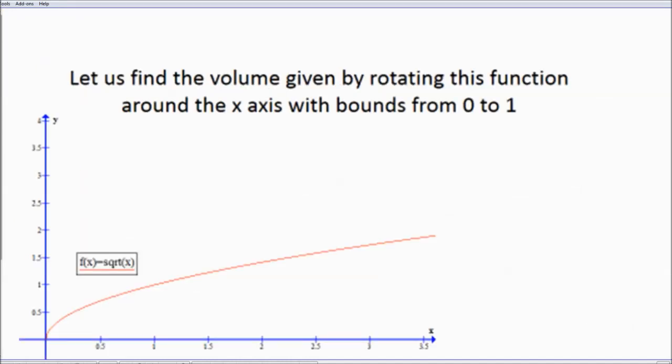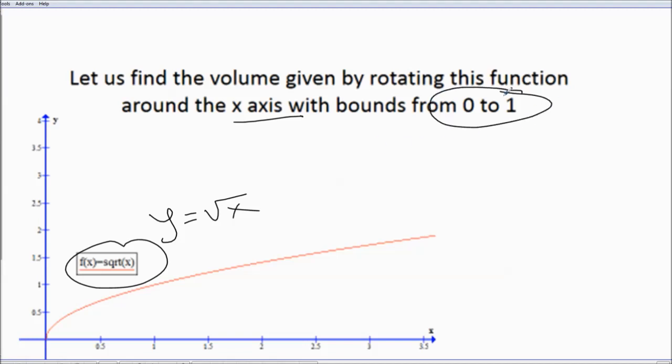Okay. Again, I want to give you the option to try this one. Go ahead and pause the video and try it. What this is saying right here is that we have y equals square root of x. Okay, we're rotating around the x-axis. That matches what we've been learning. Bounds from 0 to 1. Pause, try it, see how you did.